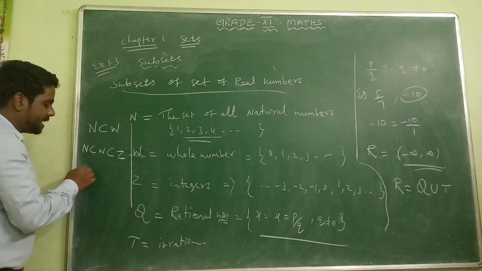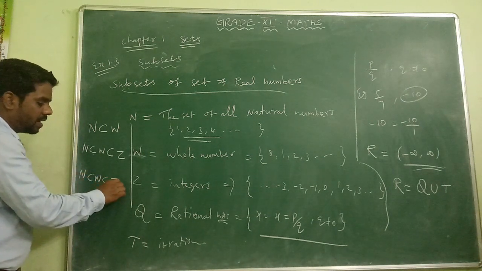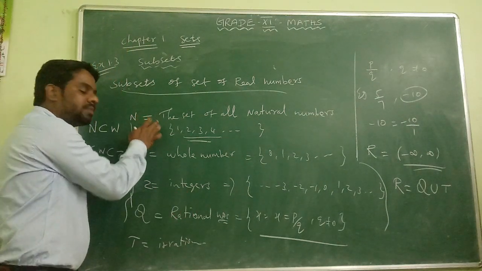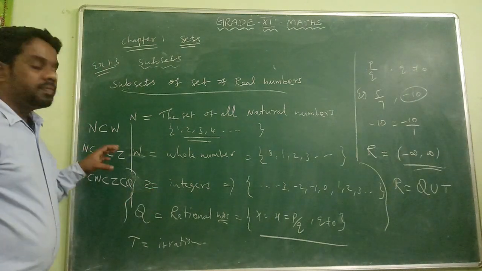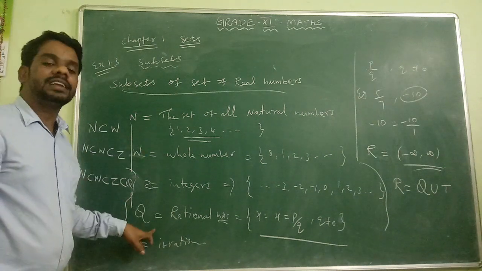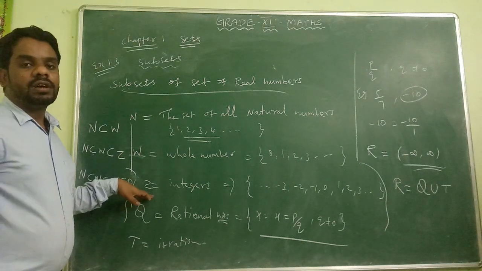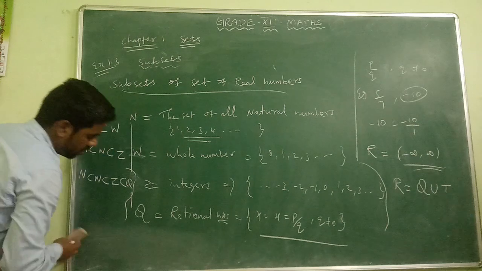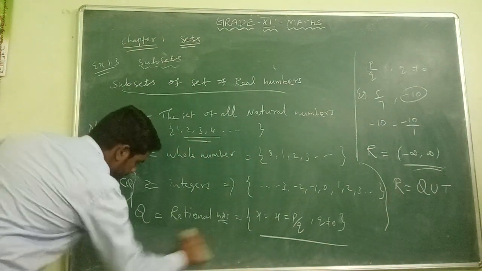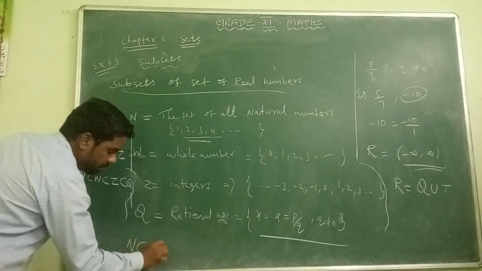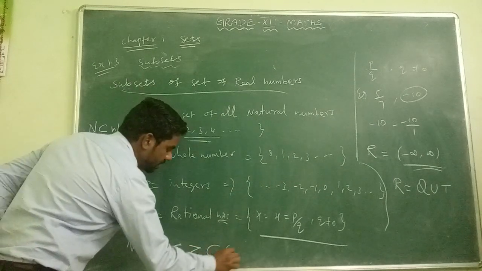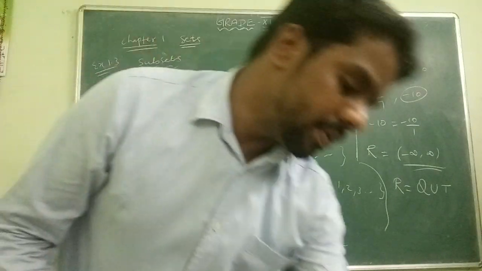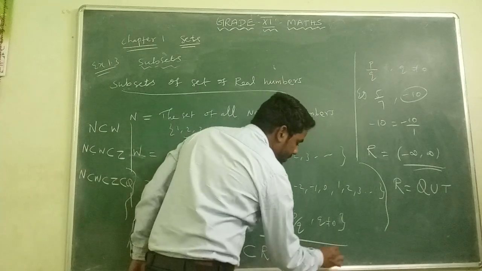And the three sets, N, W, and Z, are subsets of Q. The set of all natural numbers, the set of all whole numbers, and the set of all integers: all elements in these three sets belong to the set Q. So simply we write it in the form: N is a subset of W is a subset of Z is a subset of the rational numbers. And all these numbers are subsets of the real numbers. Also the irrational numbers are a subset of R.